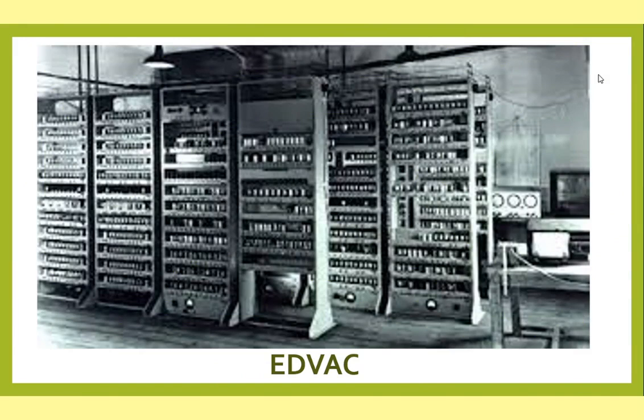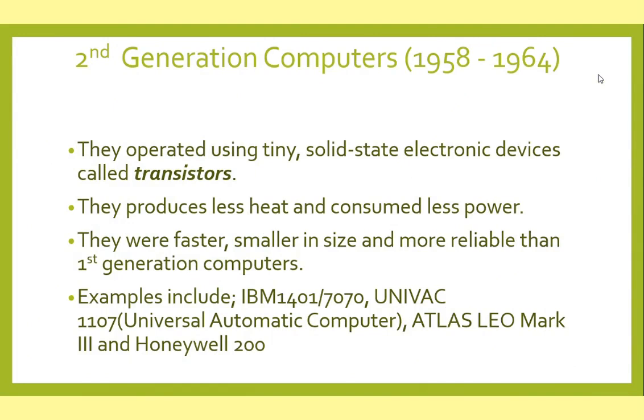Having described the first generation of computers, let us now explain the second generation of computers which were used between the year 1958 and 1964. Second generation computers, we also refer to as transistors. A transistor is a tiny solid-state electronic device. They were used to make second generation computers. Again, second generation computers produced less heat and consumed less power compared to the first generation. The speed of these second generation computers was faster, and comparing in size, they were smaller and they were more reliable than the first generation computers.